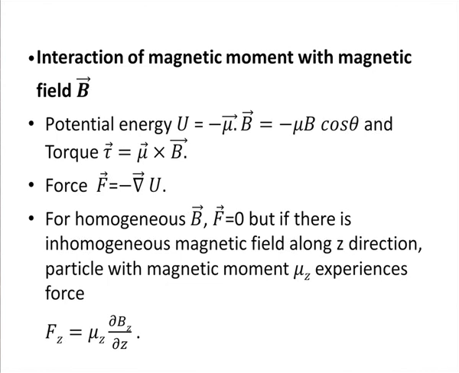Now, we discuss interaction of magnetic moment with magnetic field B. The potential energy is U and it is equal to minus mu dot B is equal to minus mu B cos theta, and torque is tau is equal to mu cross B.